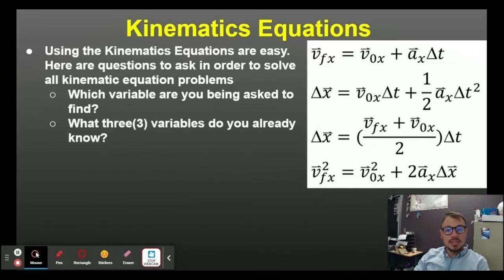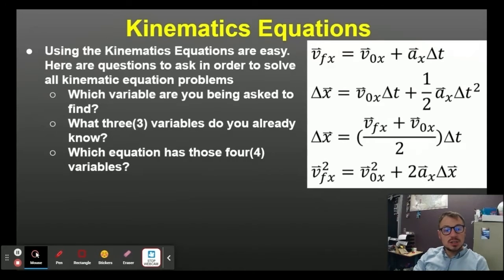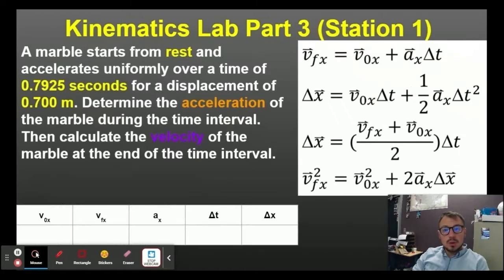Which variable are you being asked to find? What 3 variables do you already know? And which equation has those 4 variables? So let's do station 1 for part 3. A marble starts at rest and accelerates uniformly over a time of 0.7925 seconds for a displacement of 0.700 meters. Determine the acceleration of the marble during the time interval. Then calculate the velocity of the marble at the end of the time interval.